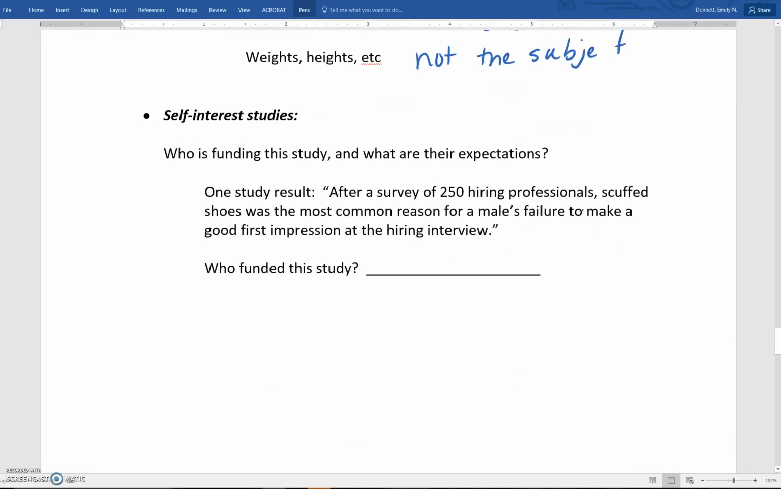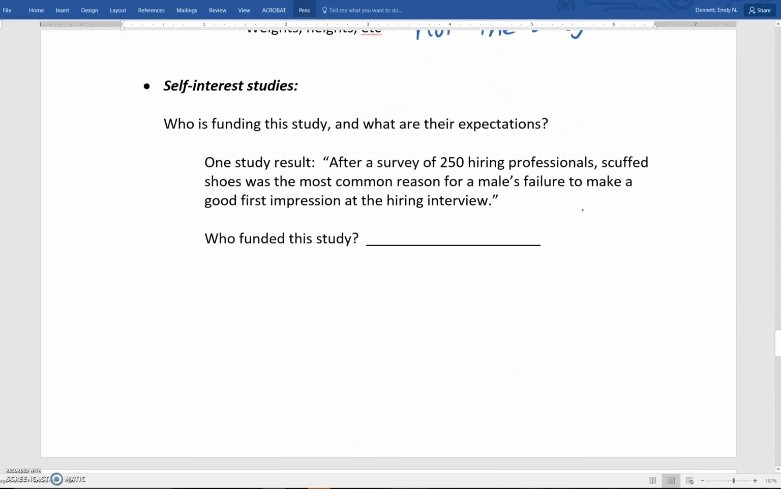Okay, and another thing you should be careful about are self-interest studies. I'm sure you've all seen commercials where they give a statistic, say it's a toothpaste commercial and they say 8 out of 10 dentists want this toothpaste. Well, to get that statistic, they probably only asked dentists they already had a good relationship with. They may not make their study to be unbiased. So this asks the question, who is funding this study and what are their expectations?